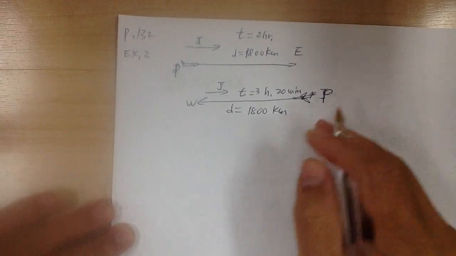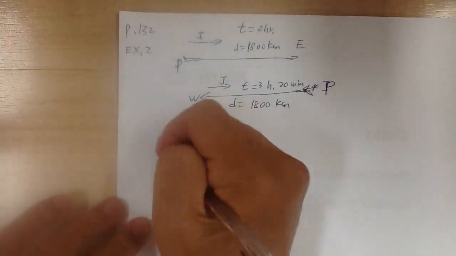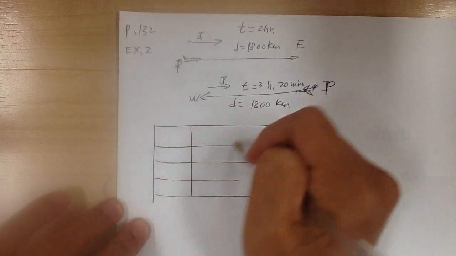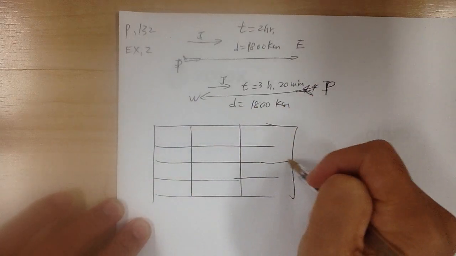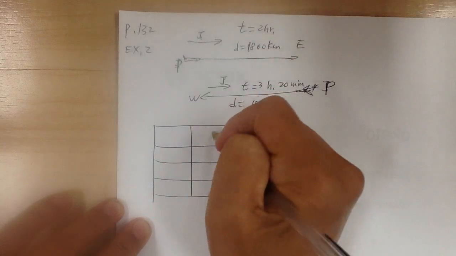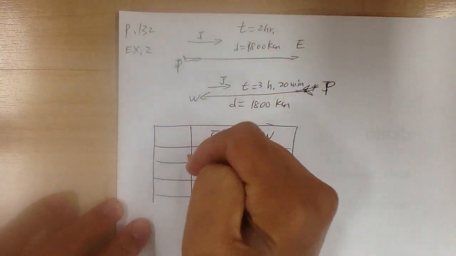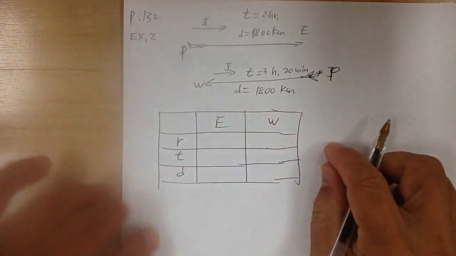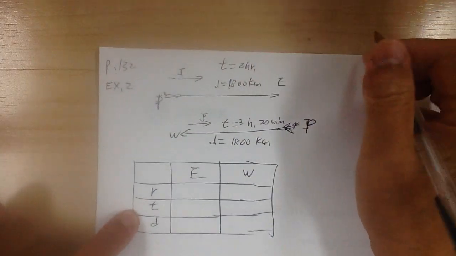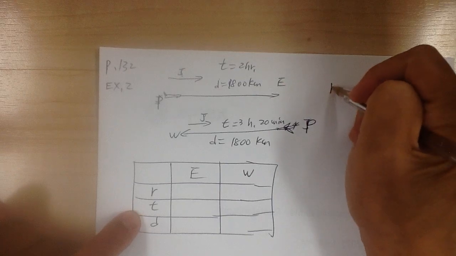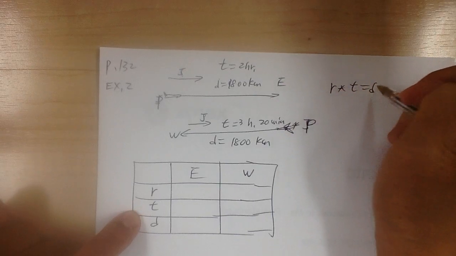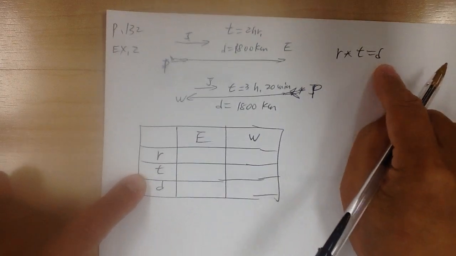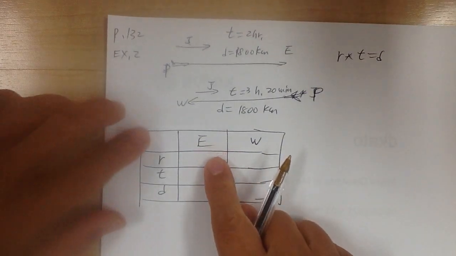Now, when you have this kind of situation, this is a motion problem. Sometimes it's better to make a table to keep things organized. So this is going east and this is going west, and this is the formula: rate times time equals distance. The rate is the speed. So let's put everything in here.